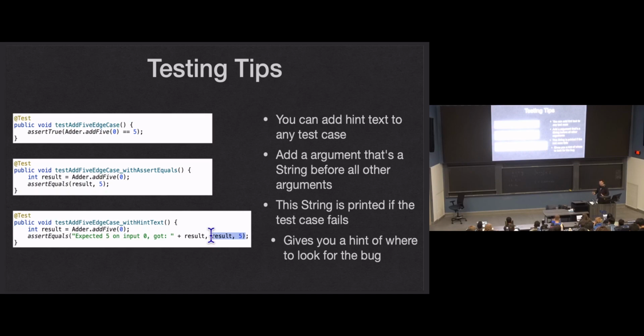If result is not equal to 5, it'll look at this string and print this string to the screen, which will show us what result actually was. It'll give some extra information. Now, in this example, this is the same information that assert equals is going to give us if it fails. So we don't actually gain much in this example. But the point is that you can add a string to print out whatever you want.